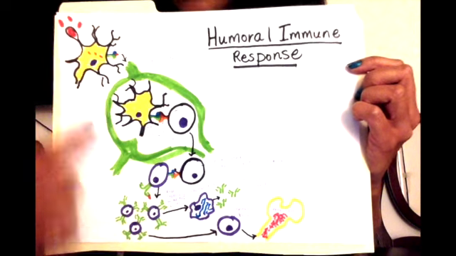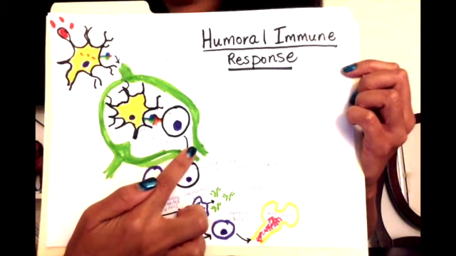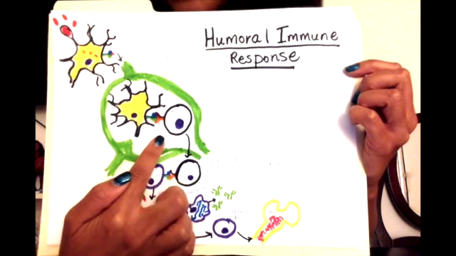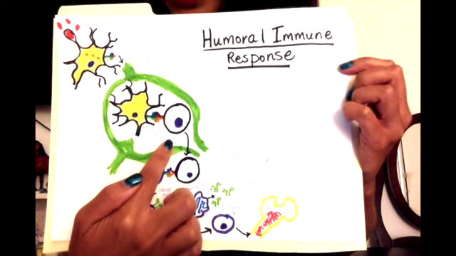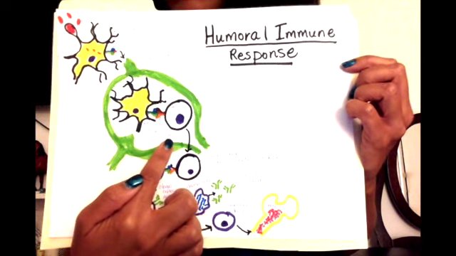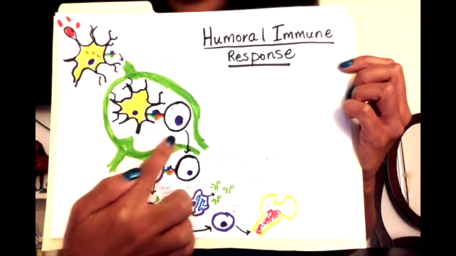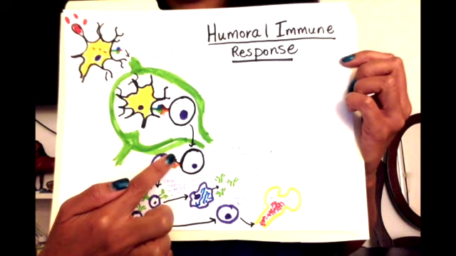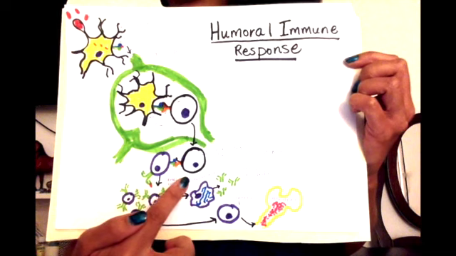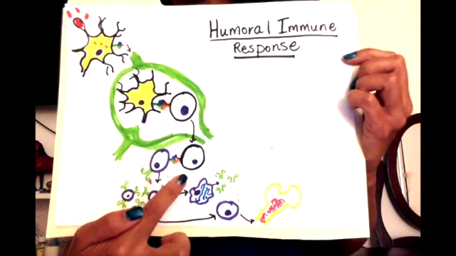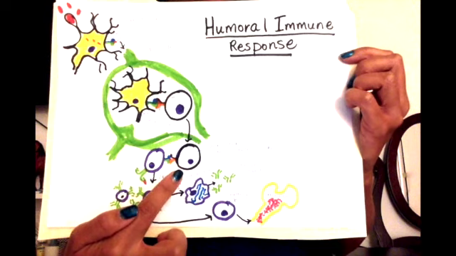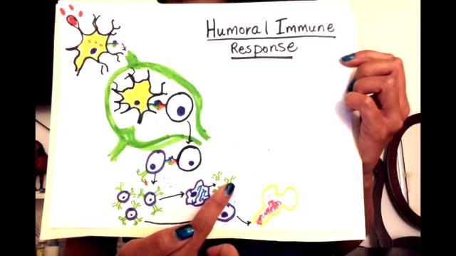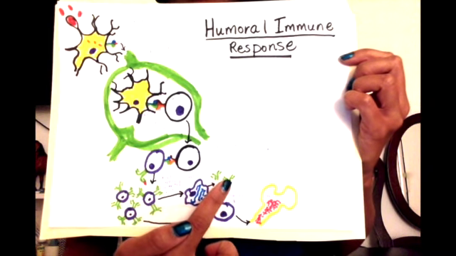A T cell recognizes the antigen and it binds to the MHC2 using a T cell receptor and a co-receptor called CD4. The T cell is now activated, and it is now a helper T cell, or TH cell. Also, when activated, the TH cell secretes cytokines. Cytokines are proteins that signal molecules to regulate immunity and inflammation.